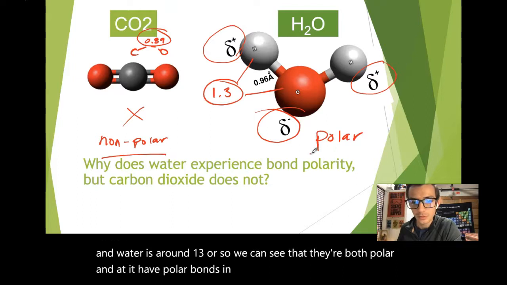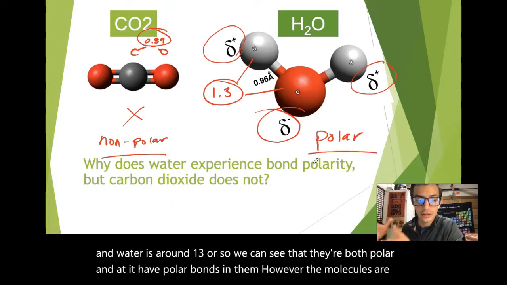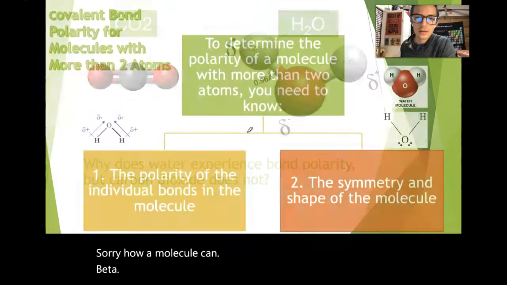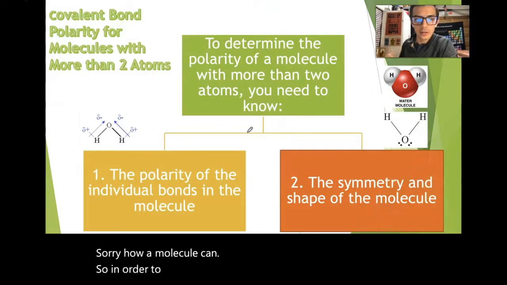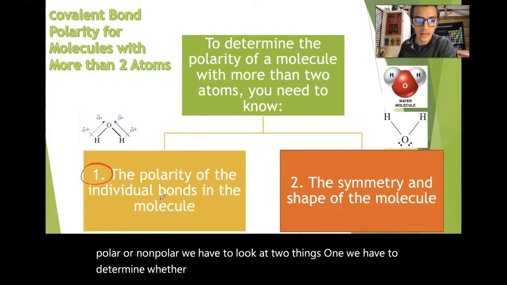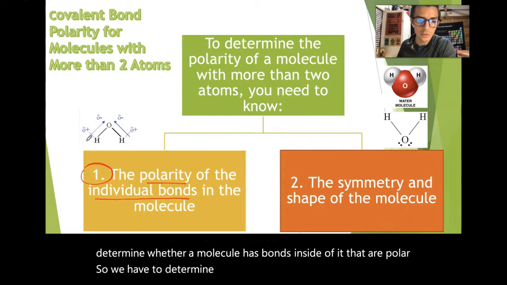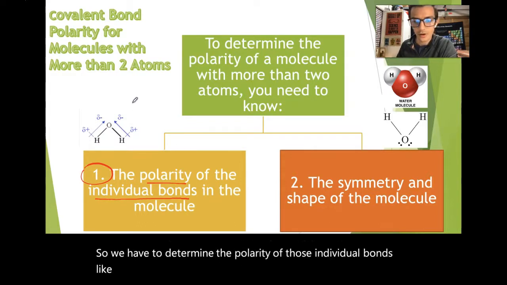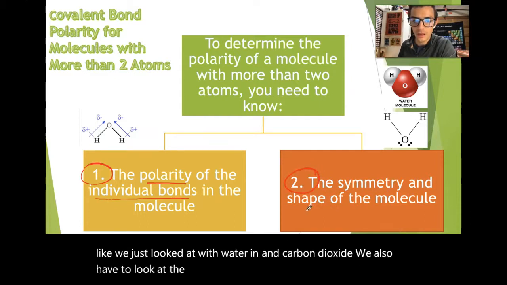However, the molecules are not. One is polar and one is nonpolar. So in order to figure out how a molecule can be determined as polar or nonpolar, we have to look at two things. One, we have to determine whether a molecule has bonds inside of it that are polar. So we have to determine the polarity of those individual bonds, like we just looked at with water and carbon dioxide. We also have to look at the symmetry and shape of the molecule.